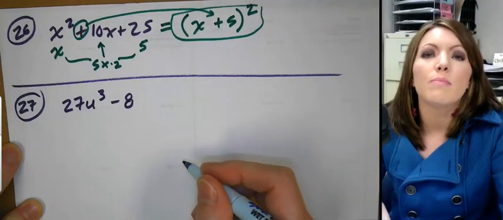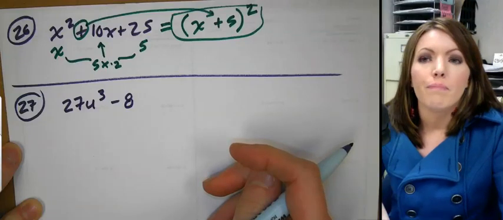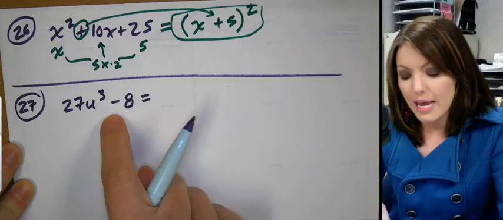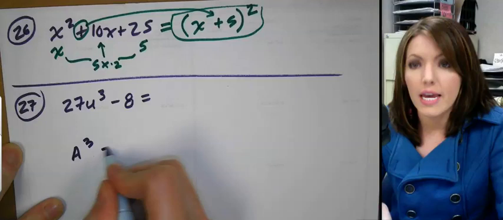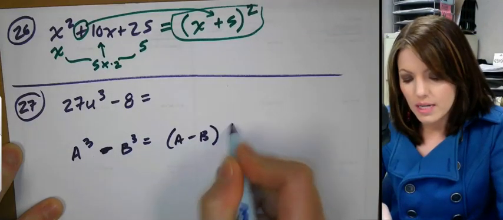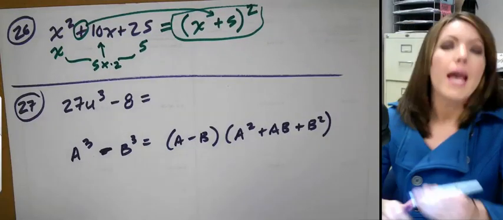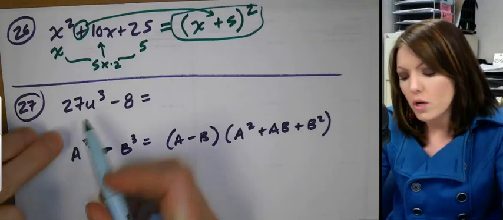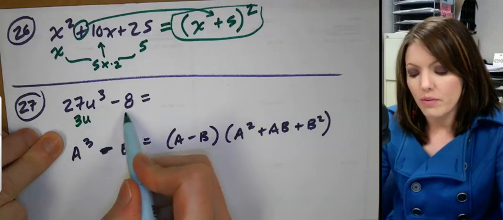Okay, next one, 27u to the third minus 8. Remember a while back, there were a couple of formulas that I asked you all to memorize, the sum and difference of cubes. Well, this one is a difference of cubes because there's a minus there. So the way that this factors, a cubed minus b cubed is a minus b times a squared plus ab plus b squared, and the a and the b come from the cubic roots of each of the terms that you're given. So the cubic root of 27u cubed is 3u, and the cubic root of 8 is 2.